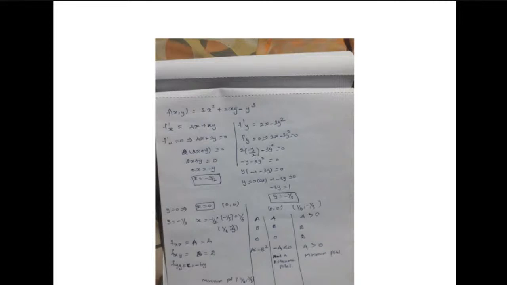Then we have to check whether this point is a minimum or maximum, so we check the A value. Here A is 4, and A is greater than 0. Here A means capital A. If A is greater than 0, this point will produce the minimum value. If A is less than 0, this point will produce the maximum value.